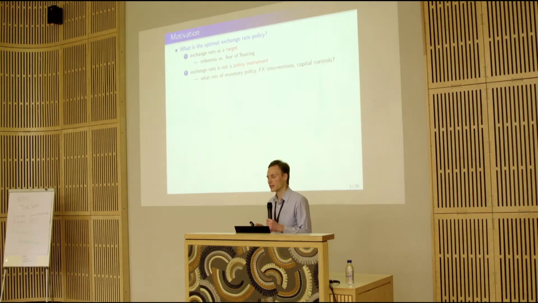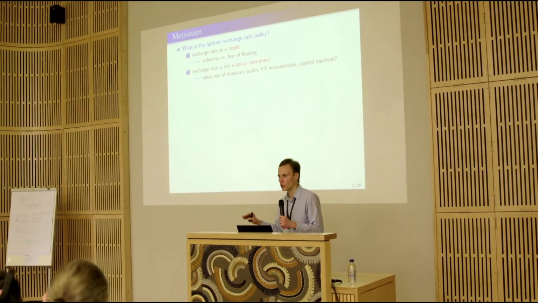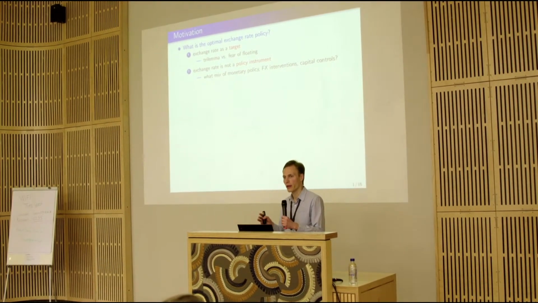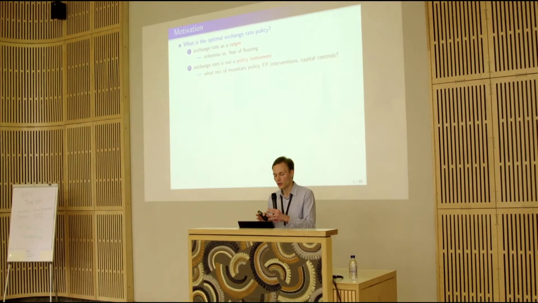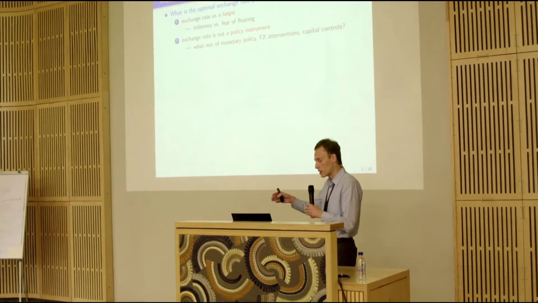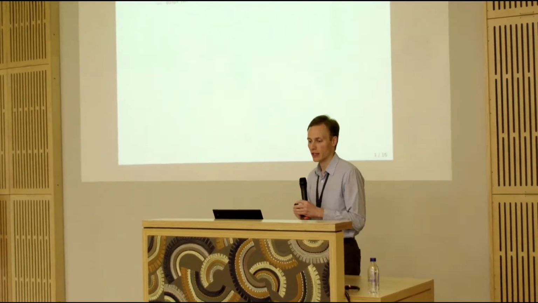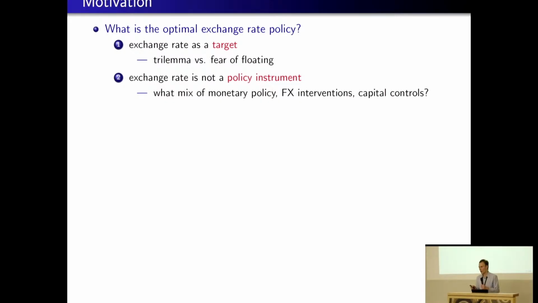So according to Ilzetzki, Reinhart, and Rogoff, about 70% of countries manage the exchange rate. Not necessarily fixing the exchange rates, but having something like a crawling peg, a dirty float, a corridor system. So they are somewhere between a freely floating regime and a fixed exchange rate. And we try to understand why that might be the case. So is it just that policymakers are stupid, or maybe we're missing something important in our models?